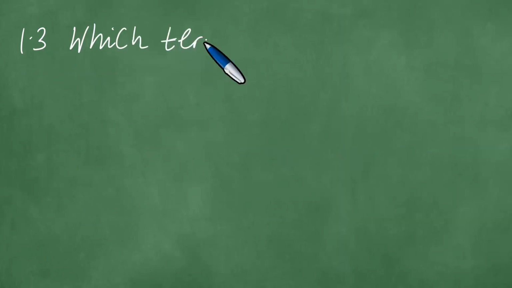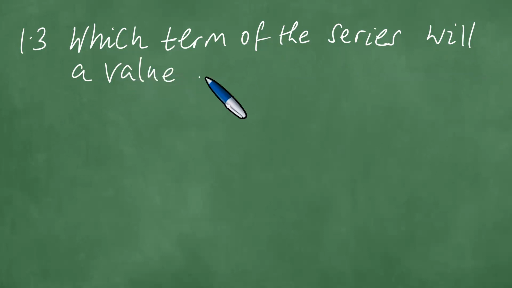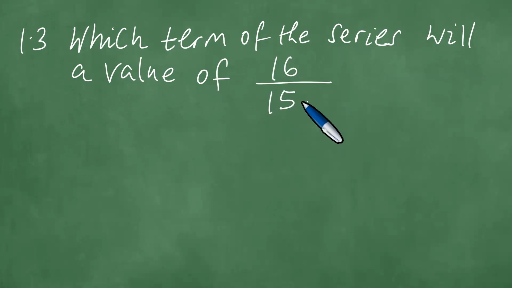which term of the series will have a value of 16 divided by 15,625. Solution? Let's look at this solution to this.